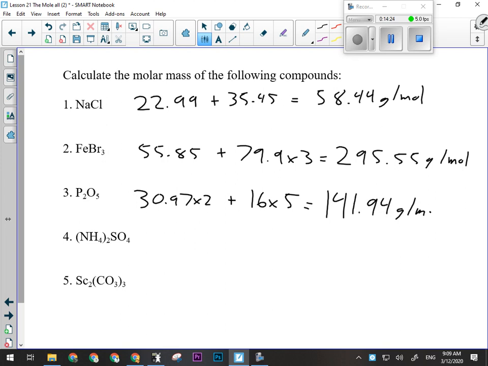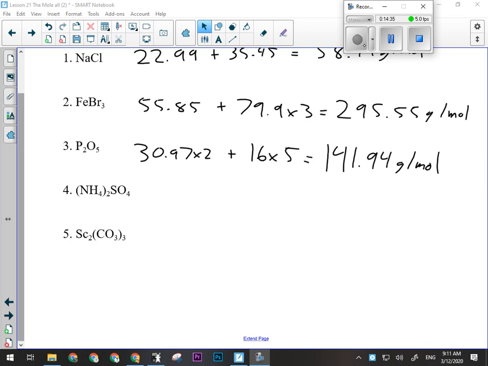How many people are done 4 and 5? Can we do more time on those? I'll give you a couple more minutes, then we'll go on to 4 and 5. So 4 and 5 don't work any differently than any of the other ones we've done. We just have to do a little bit more work to figure out how many of each atom we have in order to do this.